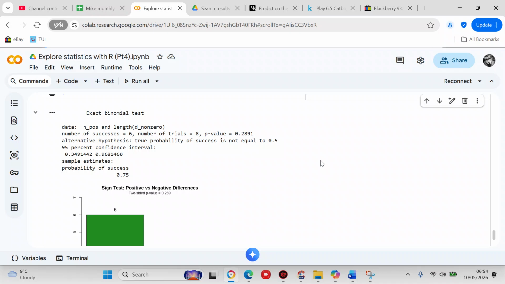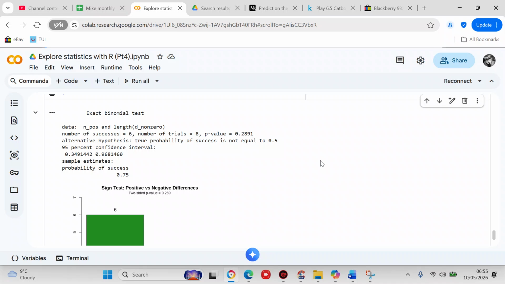So here's your exact binomial test. The data is npos and the length of d_nonzero. The number of successes is 6. The number of trials is 8. The p-value is 0.2891. The alternative hypothesis is that the true probability of success is not equal to 0.5. But since the p-value is 0.2891, you know that you're going to fail to reject the null hypothesis.